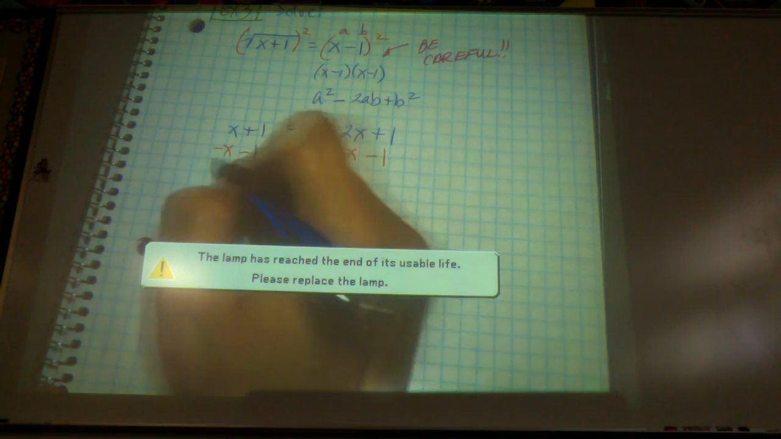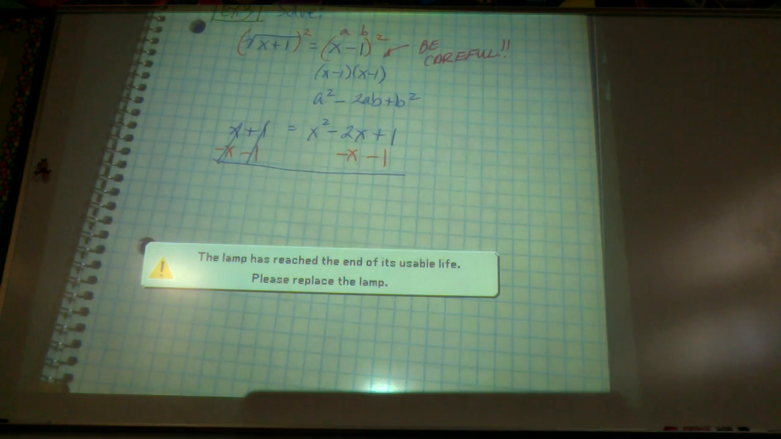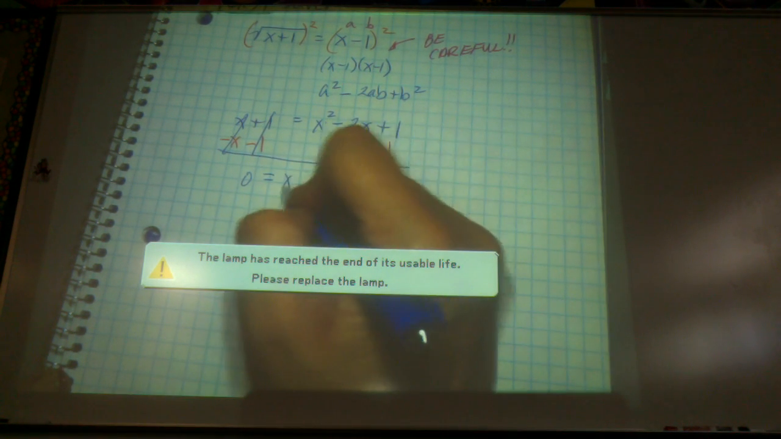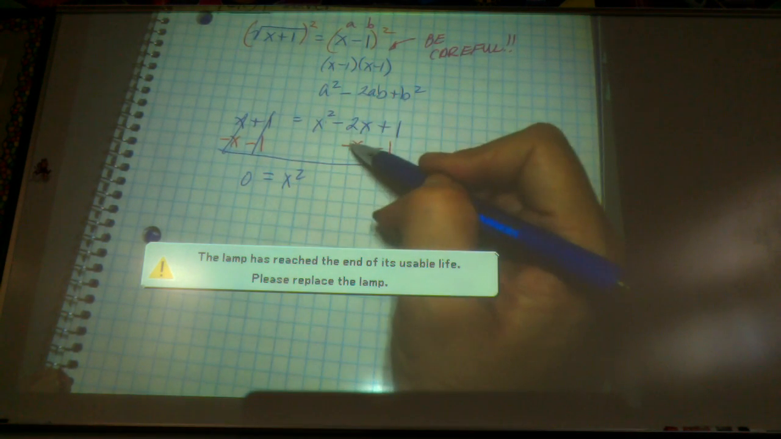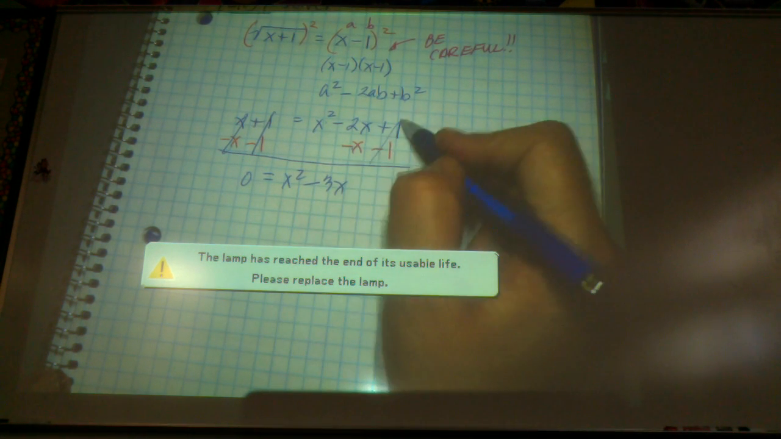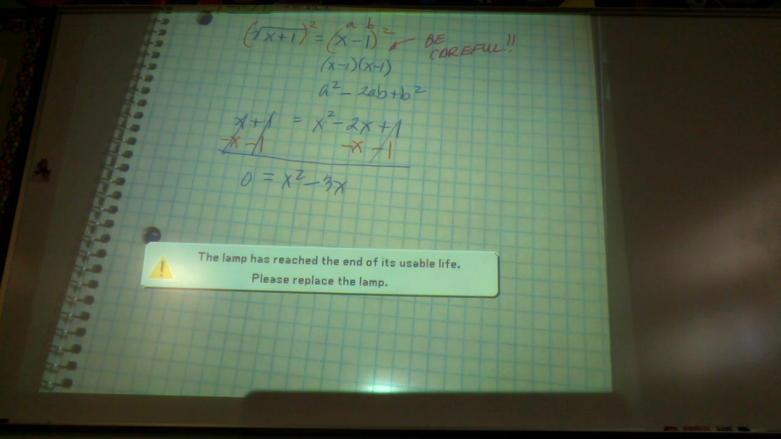A nice thing on this particular problem occurs. You have a 0 equals x squared, a negative 2x, and a negative 1x gives you what? Negative 3x, and then don't these cancel out? Why is this nice? How do you factor that?